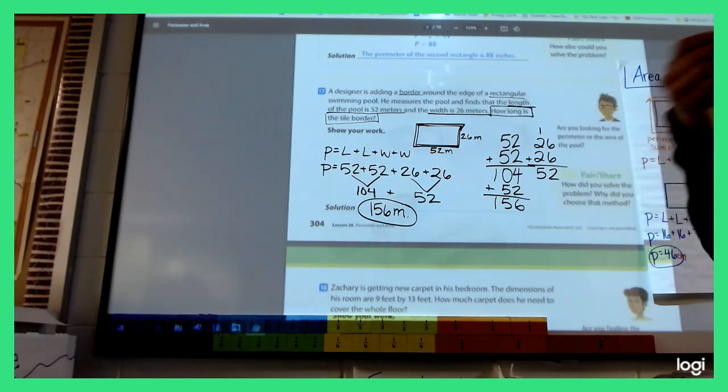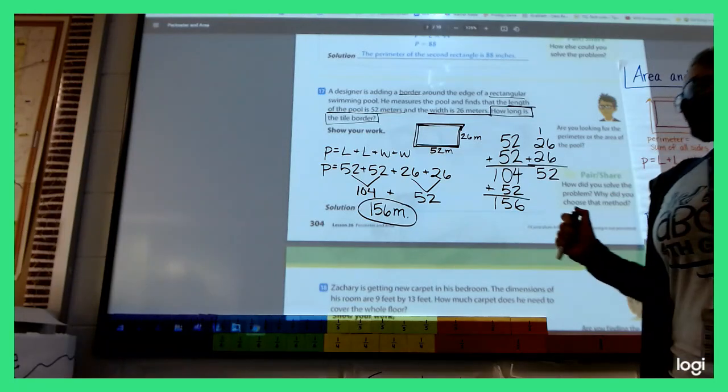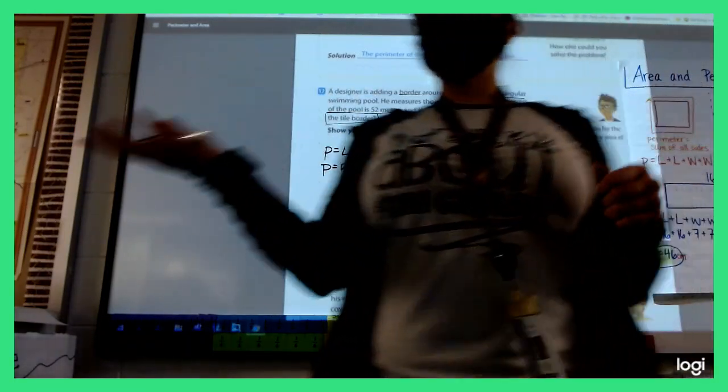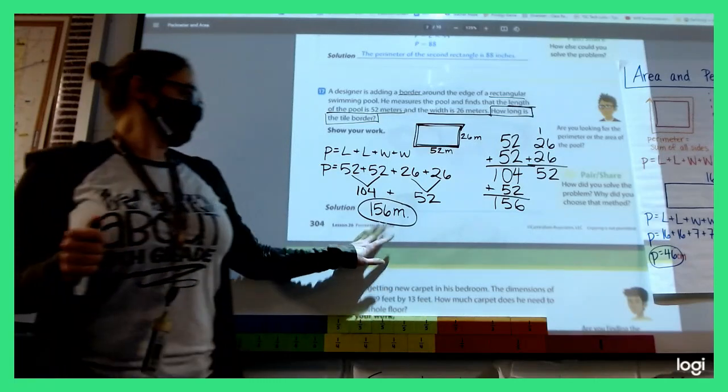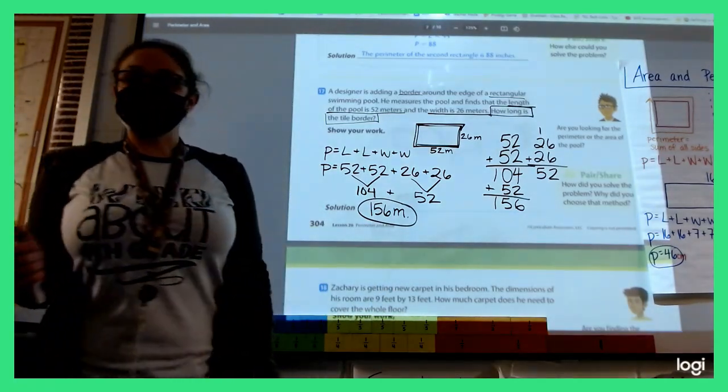You could have put meters squared. Can I put meters squared, Hayden? No, because it's not area. Good. But you might, because I like to trick you. All right, any questions on this one? Okay, that was just back to basic perimeter. All right, Hayden, you want to erase the board?